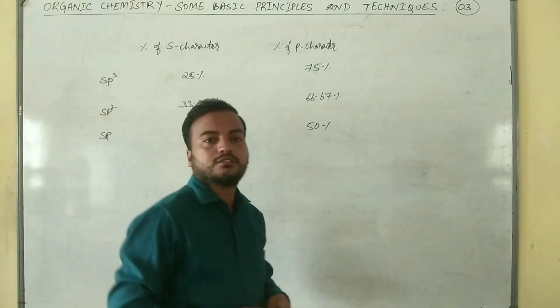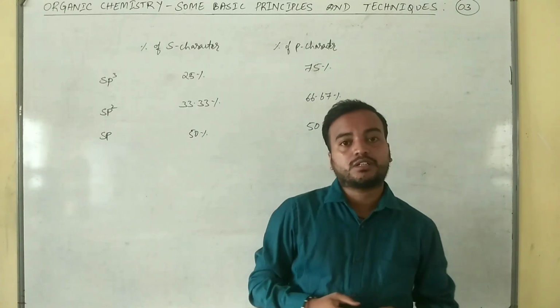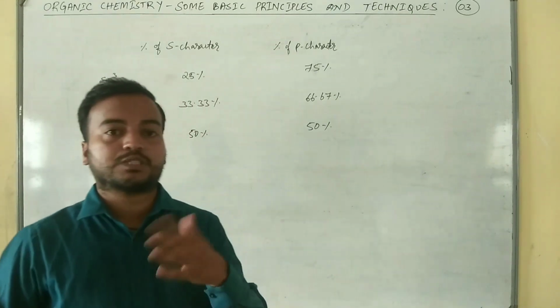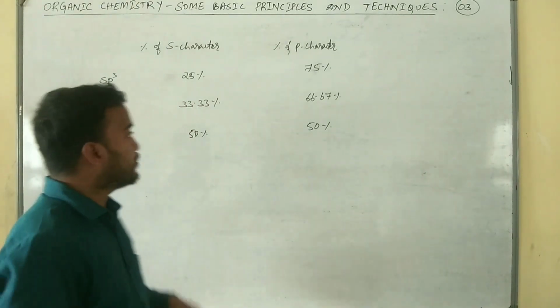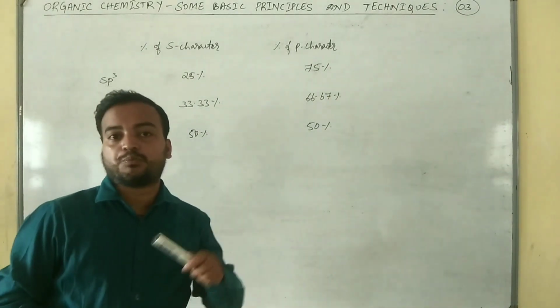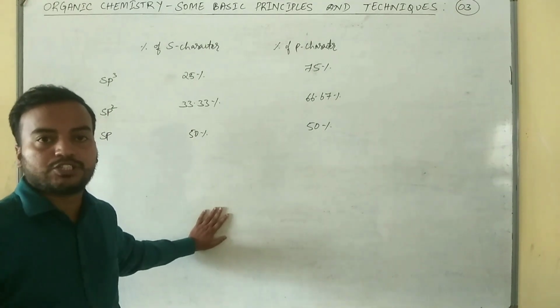So last class we studied how to identify hybridization, how to identify the shape of the molecule, and how to identify the number of sigma bonds and pi bonds. Let's move on to the next topic, percentage of S character and percentage of P character. It is very important for your competitive examination purpose.